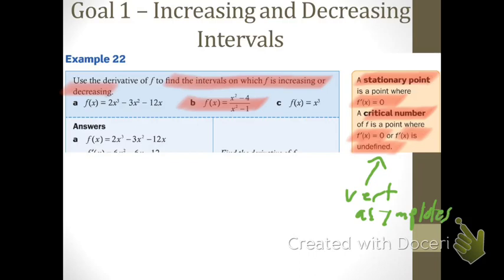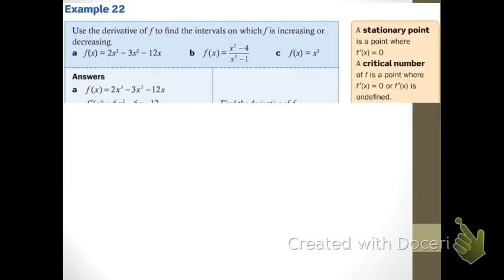Okay, now I'm going to change the screen here so that I've got a little bit more room to work. Our first goal here in finding out where this function is increasing and decreasing is to find any critical numbers, including stationary points and places where the function is undefined. Where the derivative is undefined. Okay, so let's go ahead about that.